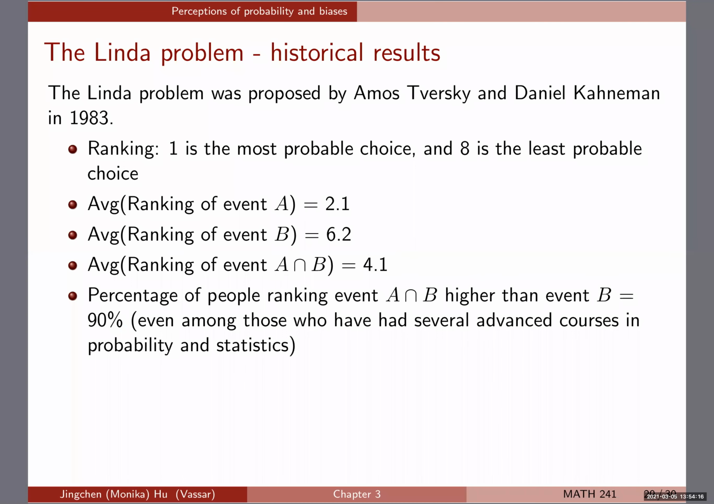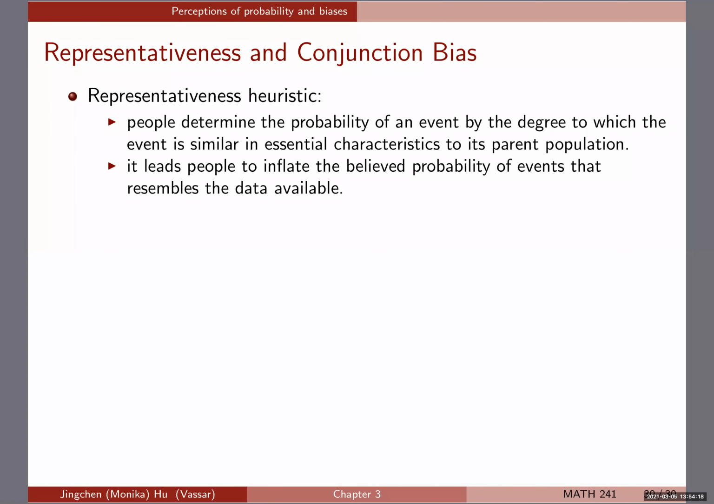Lastly, I just want to say, after those two psychologists proposed and did this experiment and proposed these ideas, representativeness and conjunction bias, these new terminologies became really popular later in a lot of disciplines, in particular in economics. And I know there are many econ majors in our probability course, so I would like to mention that those definitions go this way.